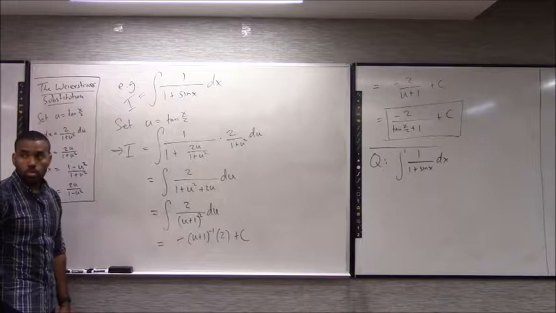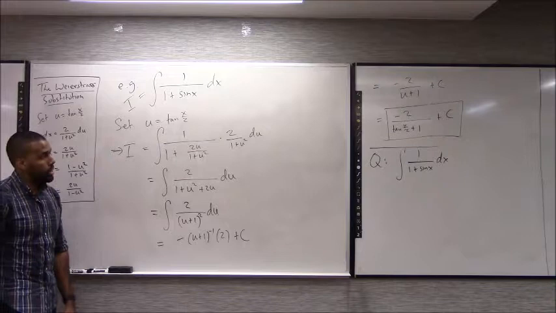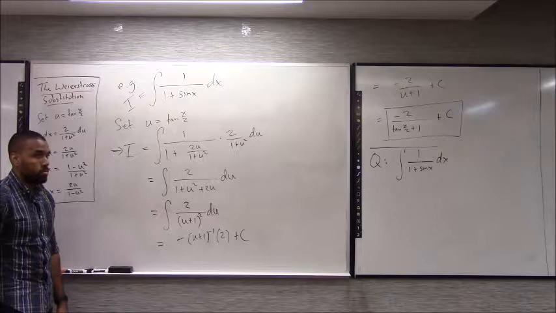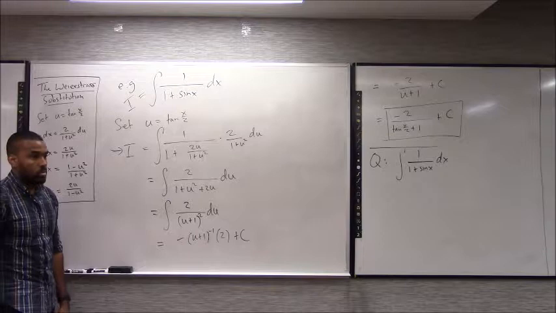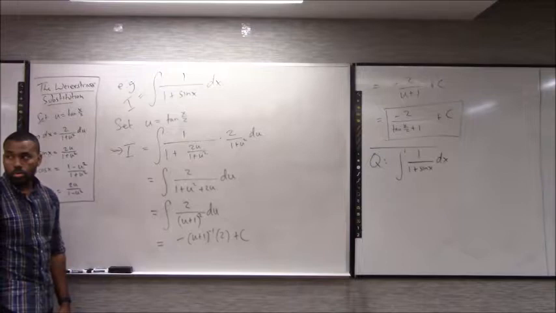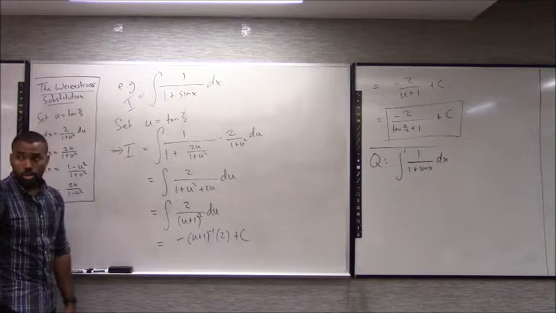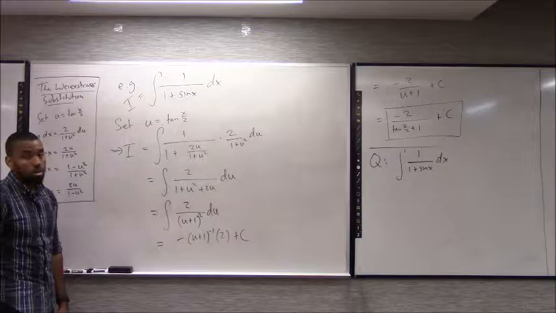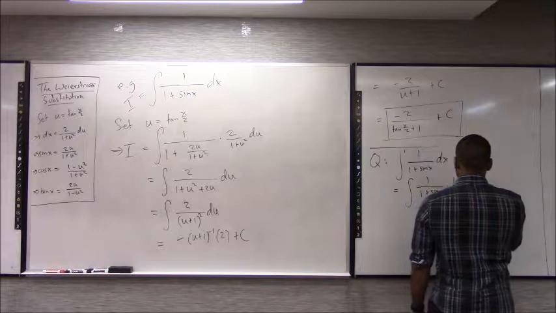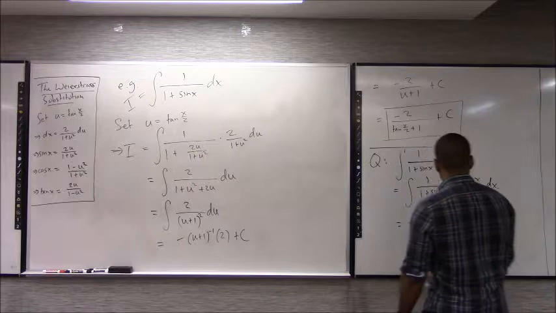So the idea is to integrate 1 over 1 plus sine x using our previous methods, like if you saw that before today, you would try it. I guess you can start by multiplying by 1 minus sine x, numerator and denominator. That actually seems like a pretty smart move. Let's see what would end up here: 1 over 1 plus sine x times 1 minus sine x over 1 minus sine x. What would we end up with here? 1 minus sine x over cos squared x.